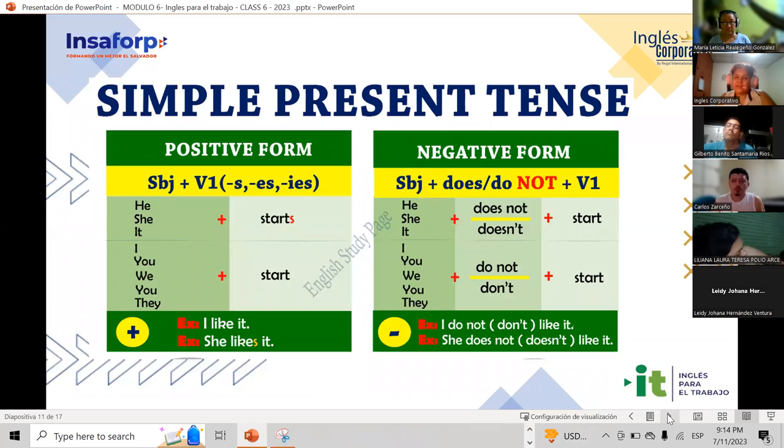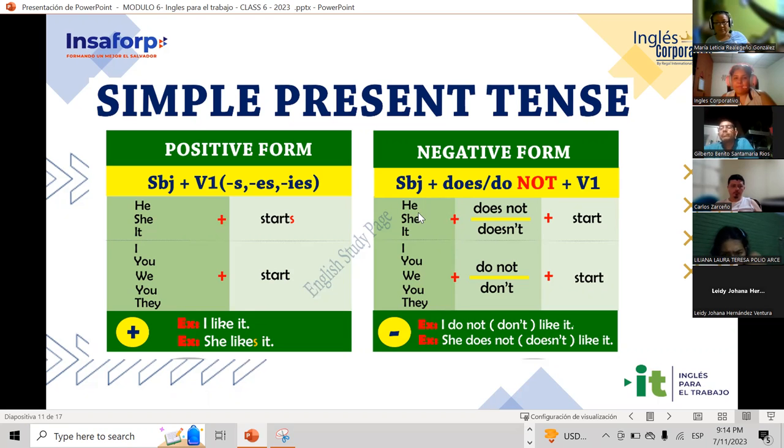We are going to bring some examples also tomorrow so we can work on examples. Questions: how to use the verbs to do and to be. Positive forms, we already reviewed that. Just with the third person, he, she, and it, we're going to use S, ES, and IES. With the other subjects, I, you, we, you, they, we're going to use the normal verb. Examples: I like it. She likes it. You can join the sound: she likes it.